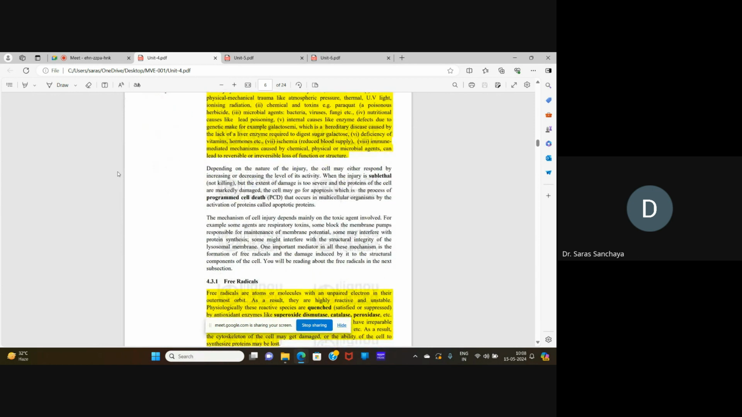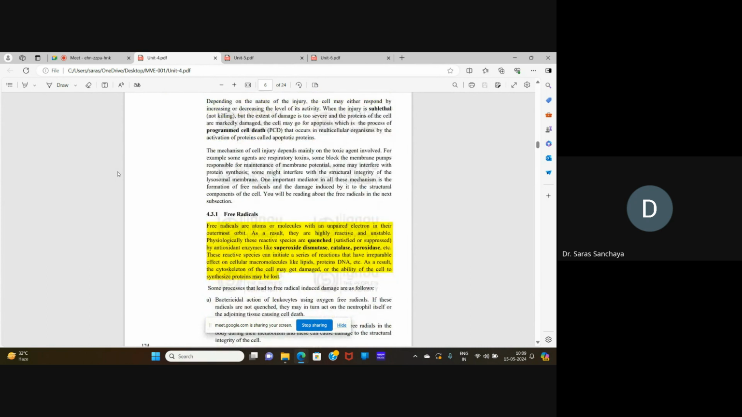Depending on the nature of this injury, the cell may either respond by increasing or decreasing the level of activity. When injury is sublethal, or not killing, but the extent of damage is too severe and proteins of the cell are markedly damaged, the cell goes for apoptosis, which is the process of programmed cell death that occurs in the multicellular organism by activation of proteins called apoptotic proteins. So they can go for apoptosis.